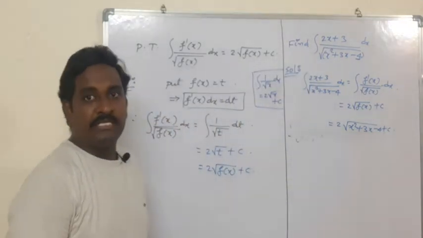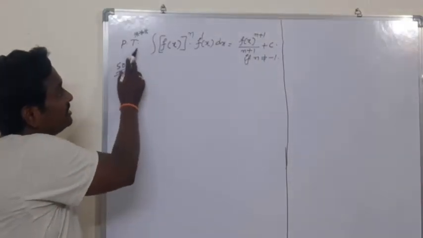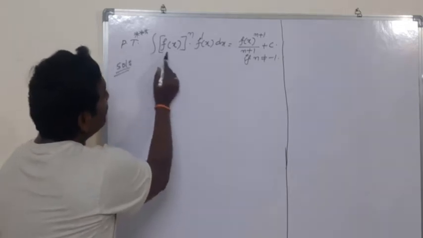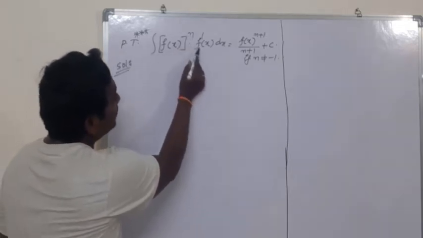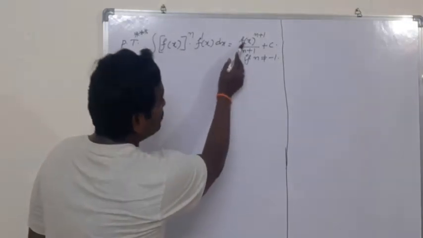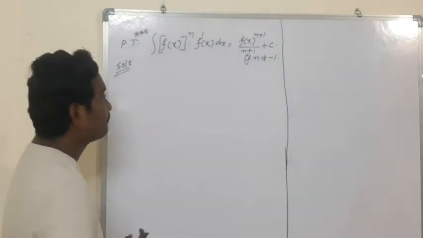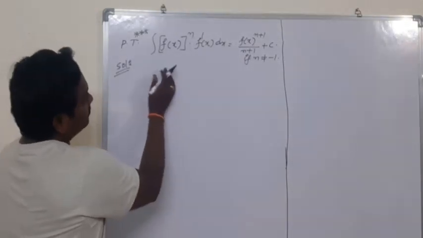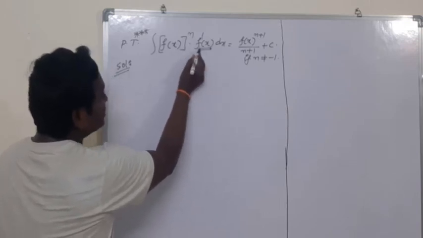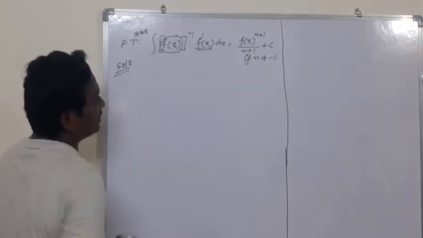Please see the next formula now. This is the next formula. This is a very important one. Prove that integration of f of x whole power n into f dash of x dx is equal to f of x whole power n plus 1 by n plus 1 plus c. Please observe the structure. Here we have f dash of x. What is f dash of x? f dash of x is the derivative of this base, which is f of x.